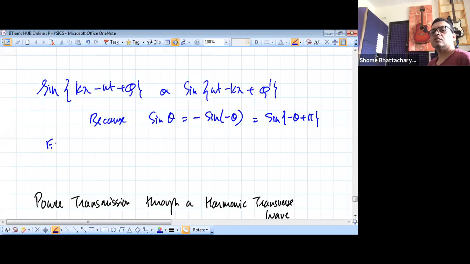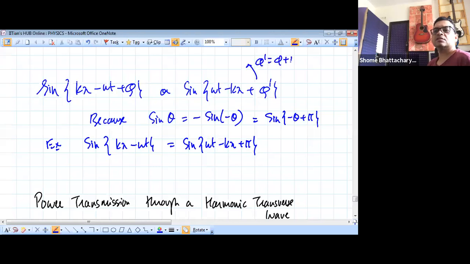So for example, sine of kx minus omega t can always be written as sine of omega t minus kx plus phi. Understanding? So it doesn't really matter whether we write kx minus omega t or omega t minus kx. It's one and the same. So if you compare this and this here, phi prime is just phi plus phi. Is it clear why they are interchangeable?